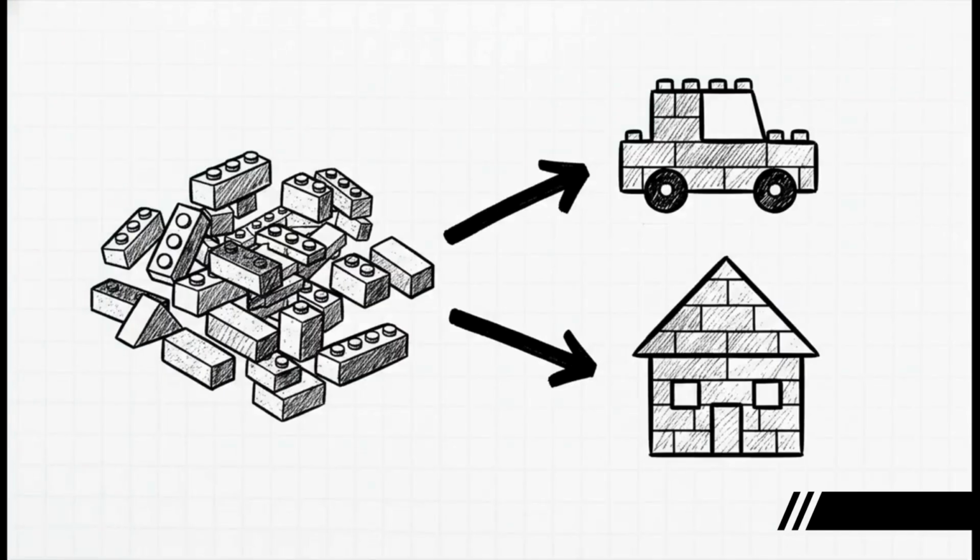I love this slide because it just makes the concept click. Think about having a pile of Legos, right? With that same set of blocks, you could build a little car, or you could build a house. You used the exact same pieces, but you ended up with totally different things. And boom, that's structural isomerism in a nutshell.